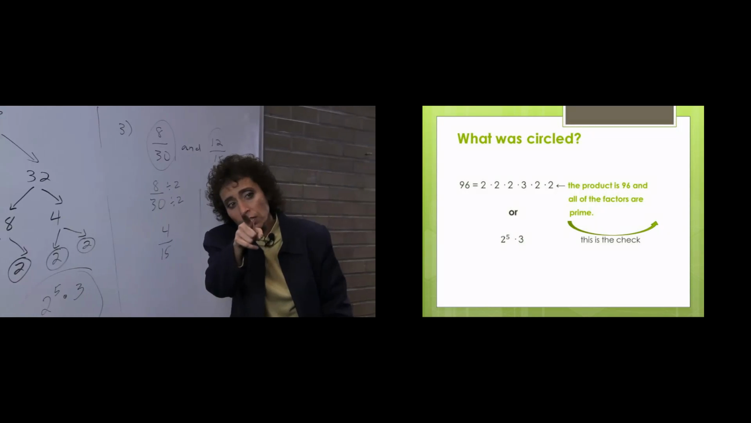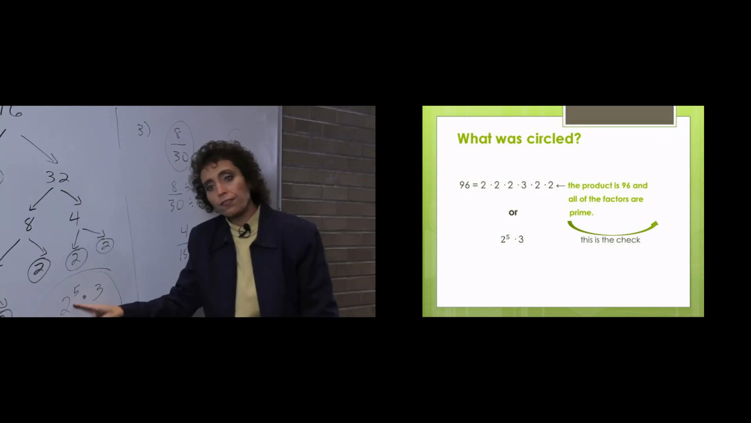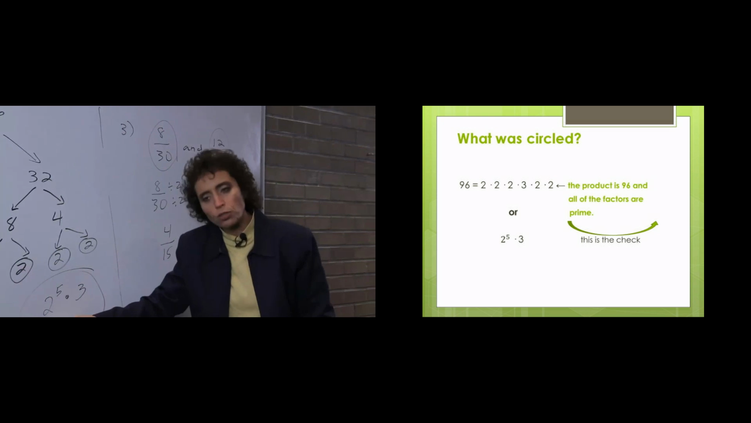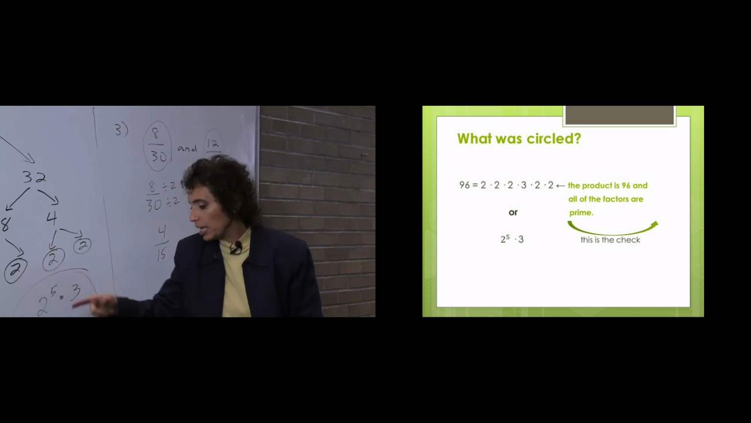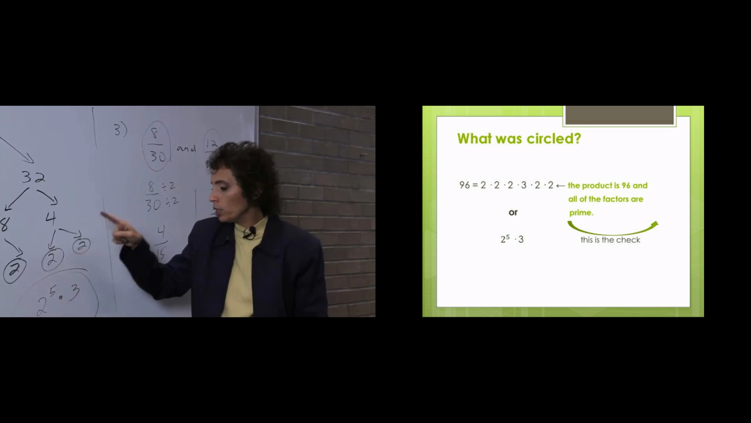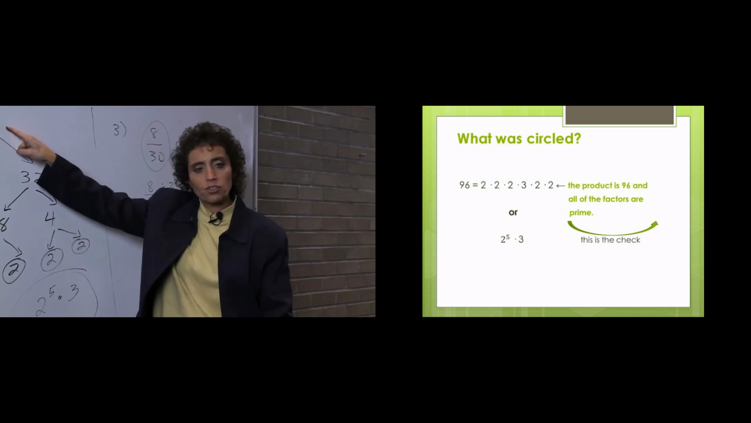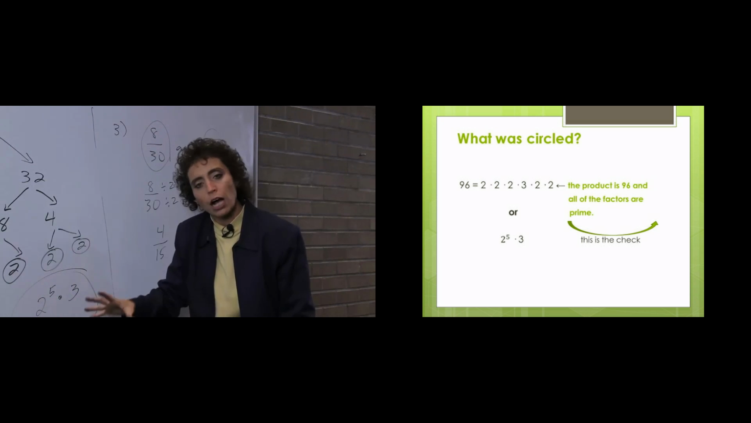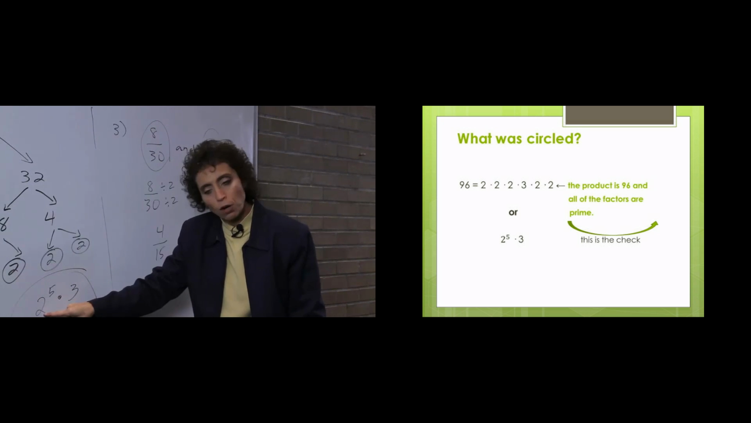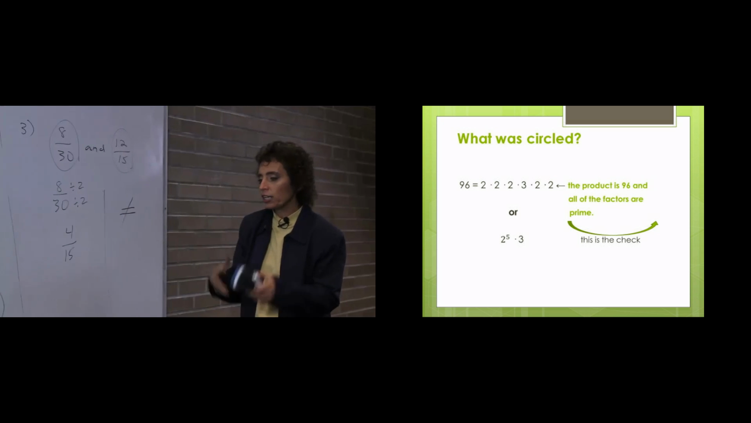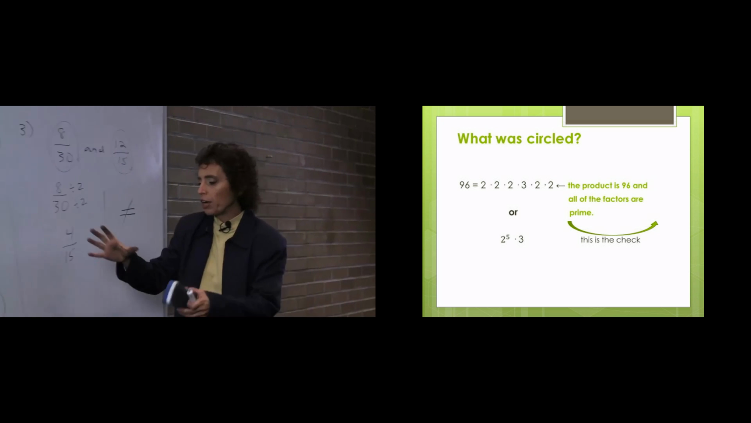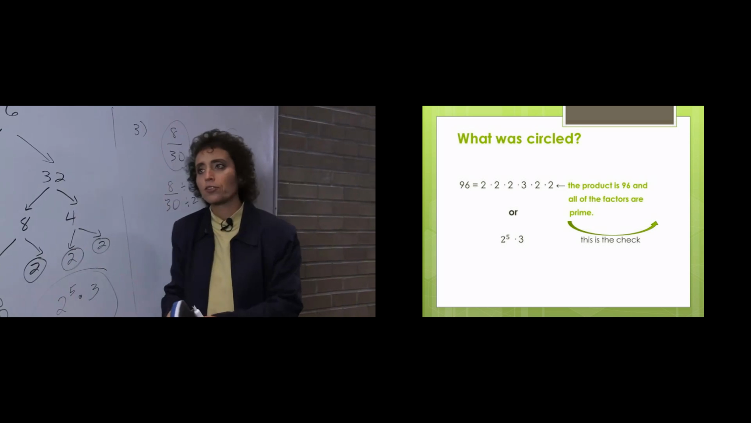I could prove this. 2 to the 5th: 2 times 2 times 2 times 2 times 2 is 32. 32 times 3 is 96. And these are only the prime factors. 2's are all prime. 3's prime. That's the prime factorization of 96, and it's a factor tree. It doesn't matter how you start. You're going to end up in the same place.